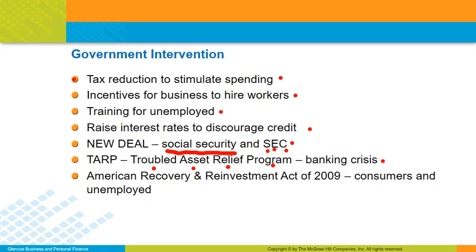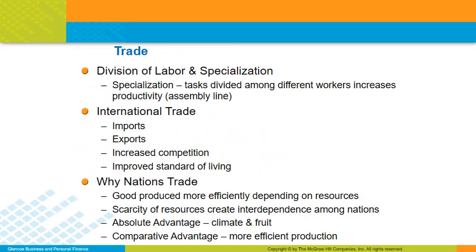All right, if there were bad investments that a bank made, our US government bought them, bailed them out, if you will, took those troubled assets off of their balance sheets and put them on the government balance sheet. There was a Recovery and Reinvestment Act of 2009, which helped consumers and the unemployed.